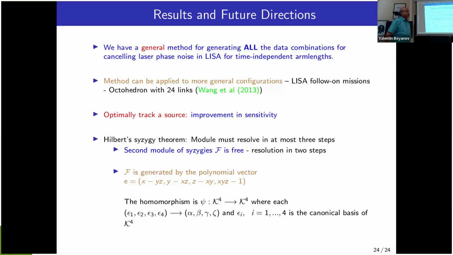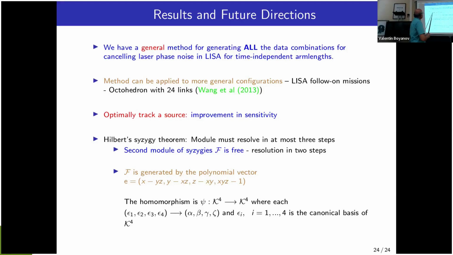So results. So this is the last slide because so we have a general method for generating all the data combinations for canceling noise, even for time independent arm length. So that is mathematically, but the theorems guarantee that. And method can be applied to more general configurations, and it has been applied by several authors. I mean, Wang, et al., I think 230.